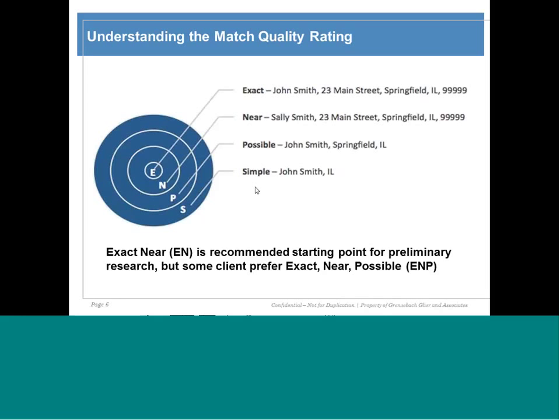When you are just starting out, and for preliminary screening, most of our clients have found that it is most helpful to start at the exact near level. This is, of course, going to eliminate possible and simple matches that may very well be your same John Smith, the same prospect, but it's the quickest filter to eliminate most false positives. Certainly, there will be things that slip in at the near level that are not your prospect's household, but if you're going for a quick pass, exact and near is the place to start.